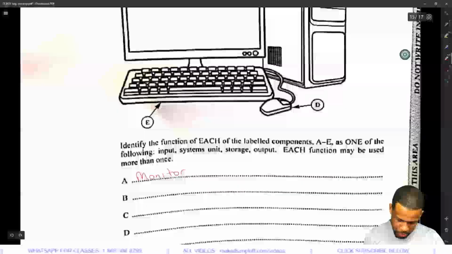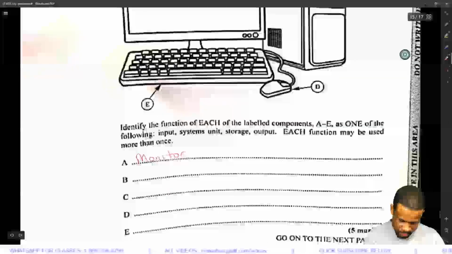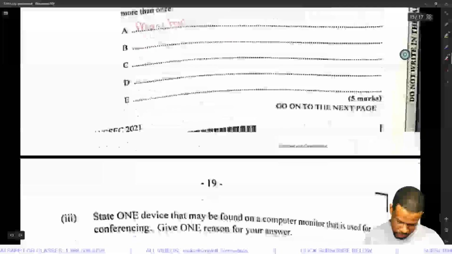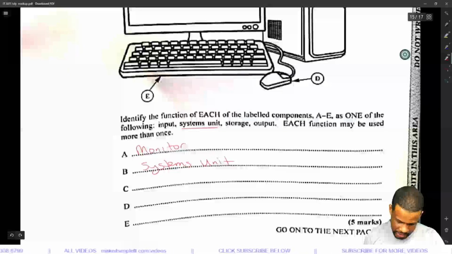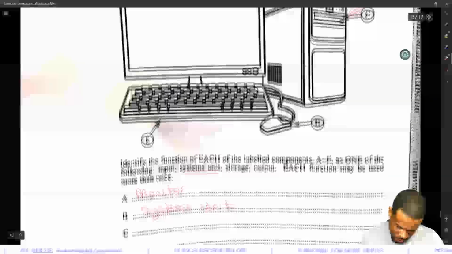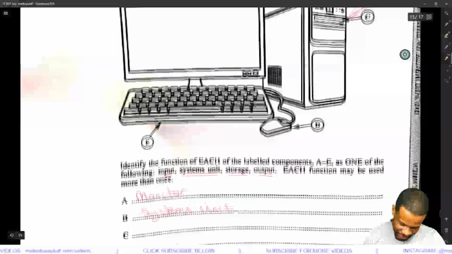A is a monitor. B is a tower system unit. Did they give you words to choose from? No? Okay. Oh, look at here, they give you a system unit here. C is CS? What would they have to choose from? Input, storage, output. A DVD drive is input.